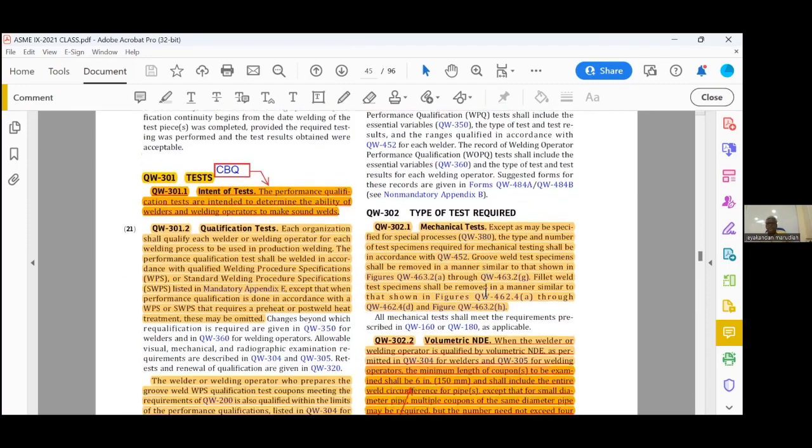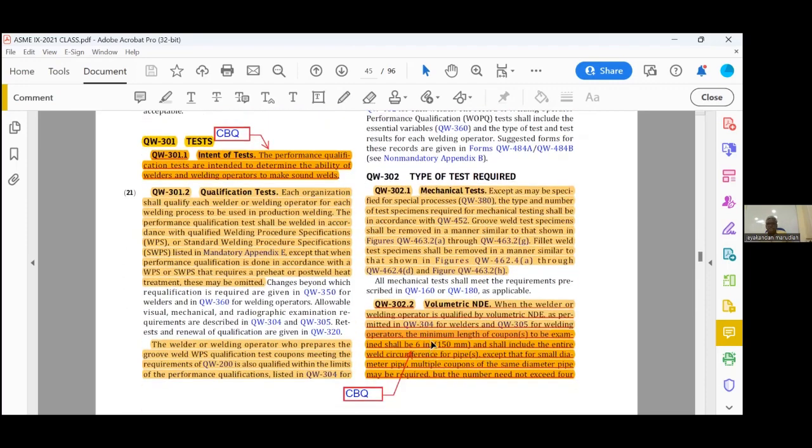Then same page, volumetric examination. This is again closed book. The third line, fourth line. The minimum length of the coupon to be examined shall be 6 inch and shall include the entire weld circumference for pipe, except that for small diameter pipe, multiple coupons of the same diameter may be required, but the number need not exceed 4. So, maximum 4. Whatever is smaller diameter, maximum only 4 coupons. That is a closed book question.